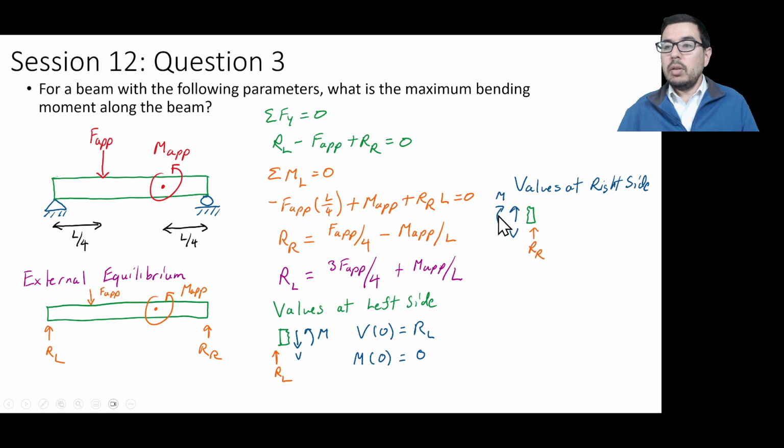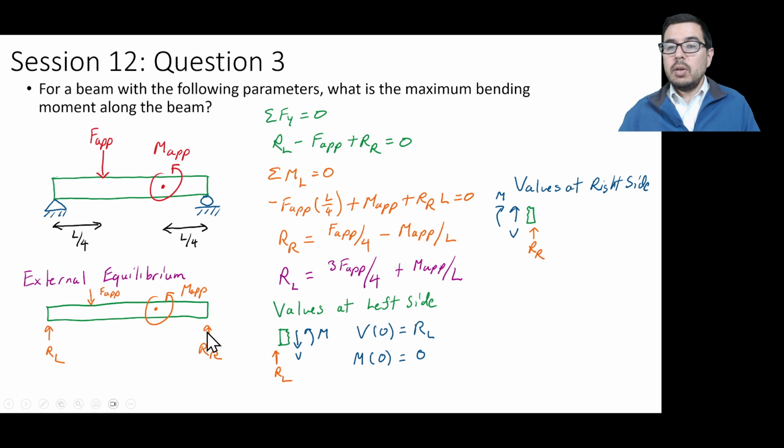It's also worth pointing out that while we were able to select what we wanted for RL and RR, maybe you're thinking that now that we know MAP over L is greater than FAP over 4, we should have selected RR downward. That would have been a fine choice. But when it comes to these blue internal shear force and bending moment depictions, they have to be this way, following the convention we're using in the course. Same thing here on this side.